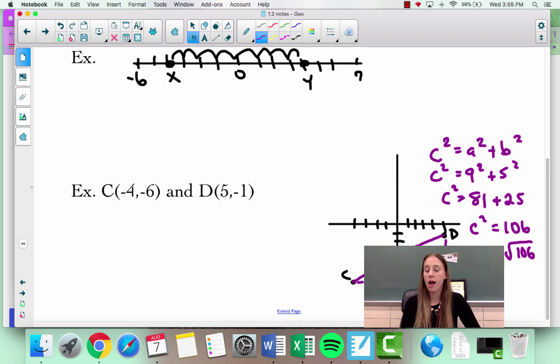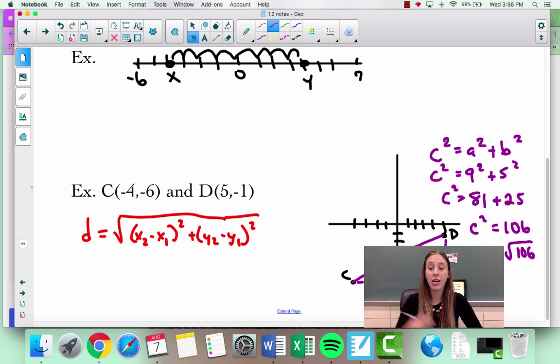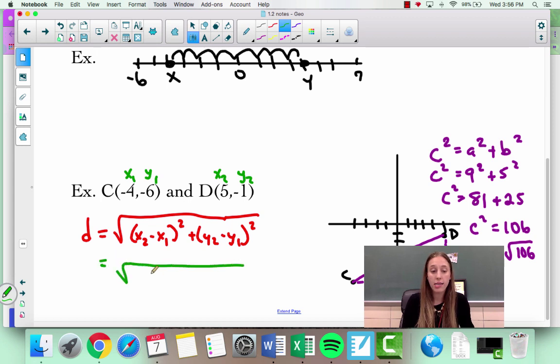If you don't have one, I wouldn't suggest this method, but you could use the distance formula. So D is equal to the square root of x2 minus x1 squared plus y2 minus y1 squared, and then take the square root of all that. It's going to get you the same exact answer. It's just a different method. They are related to each other. Here's x1 and y1. Here's x2 and y2. And all I'd have to do is plug those things in.